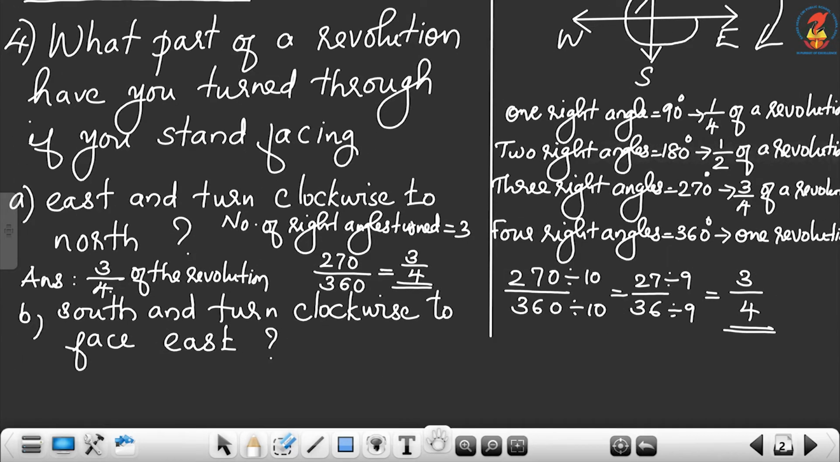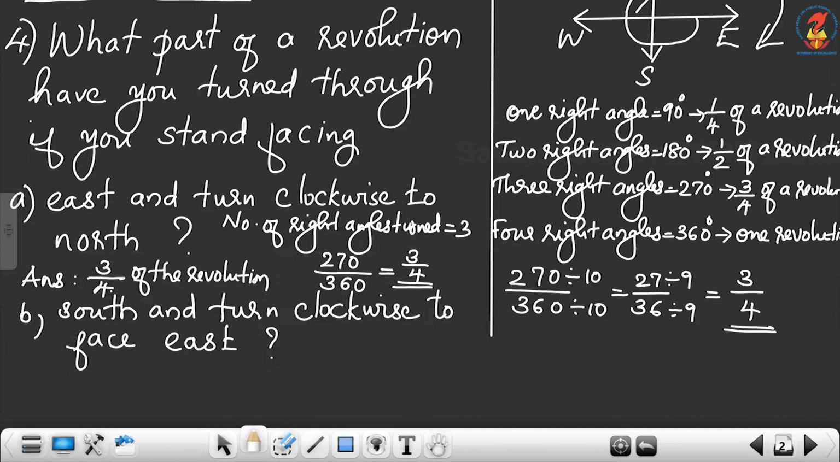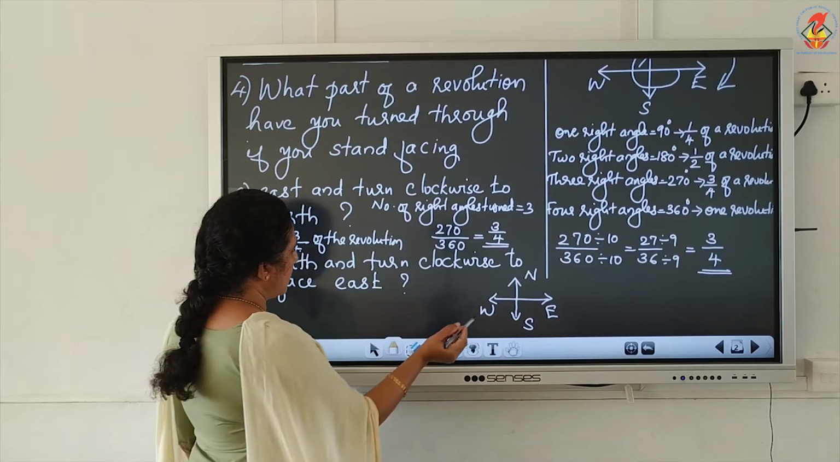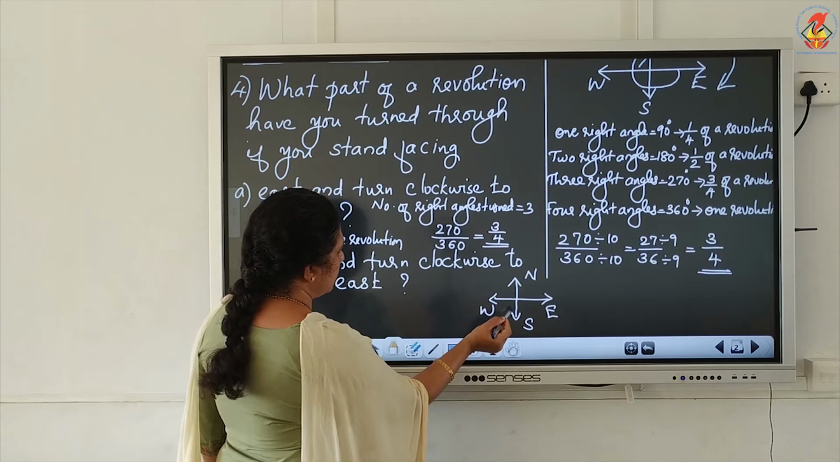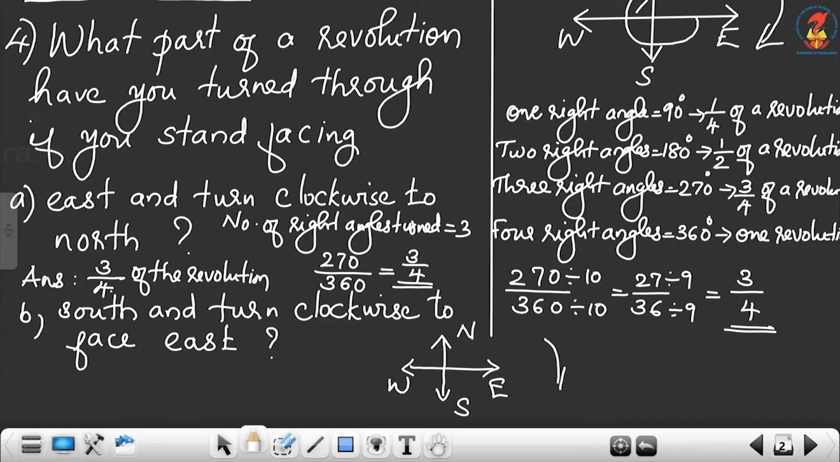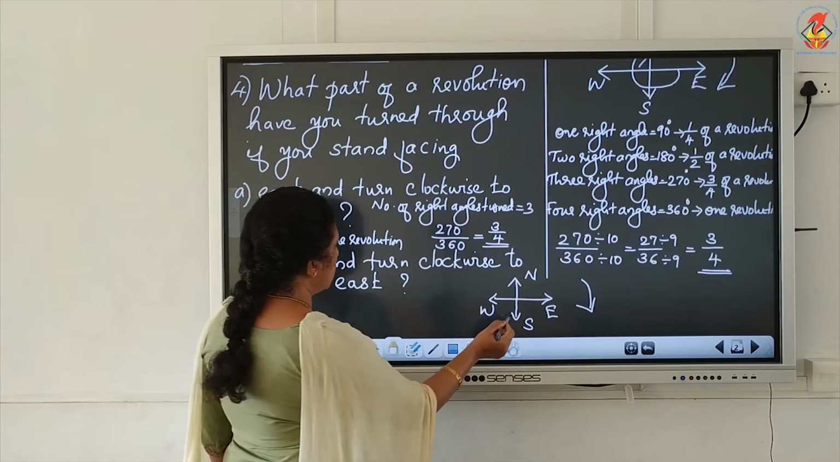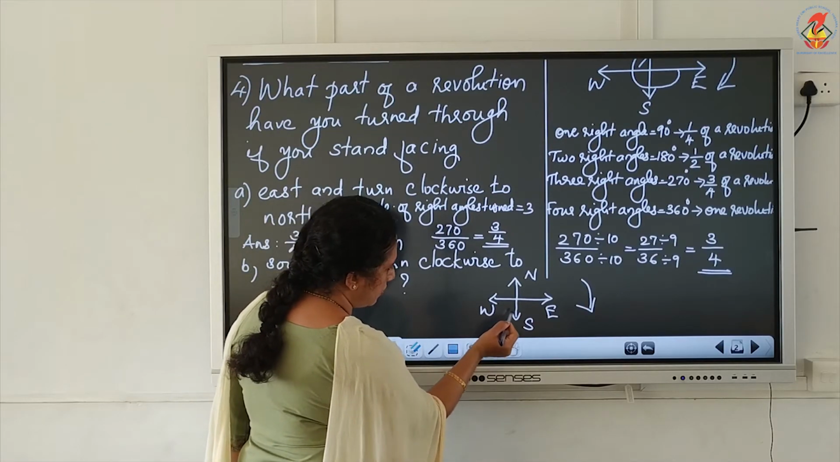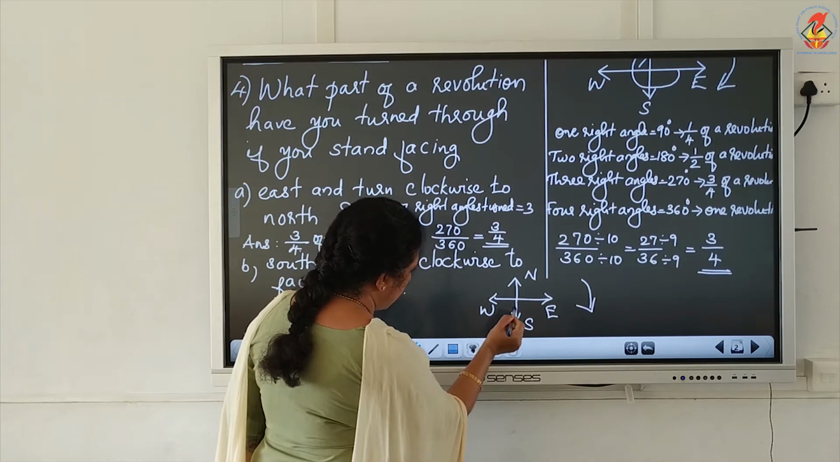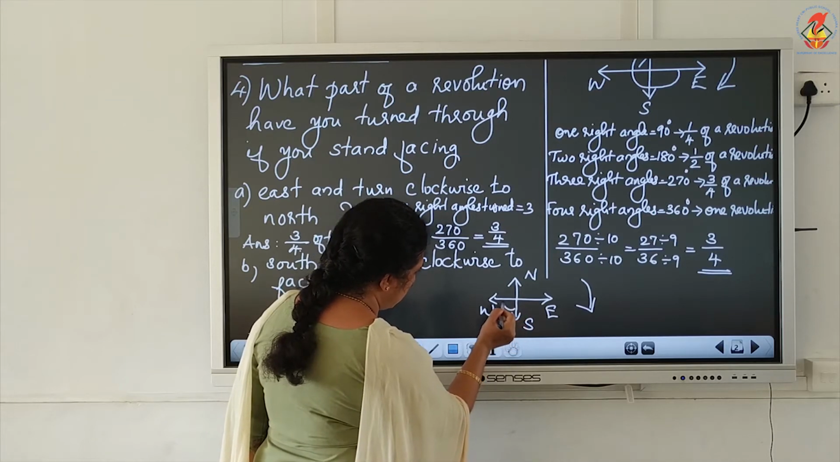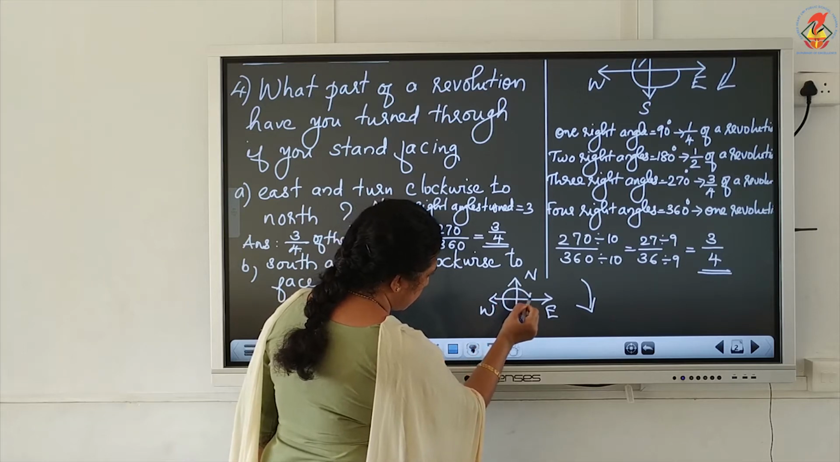South and turn clockwise to face east. So you have to draw the directions. Now you stand facing south, and then turn clockwise. Here also the direction of movement is clockwise. Turn clockwise to face east. So you have to start from south and you have to face east. So start from south and reach east.